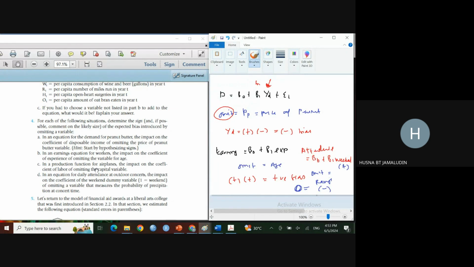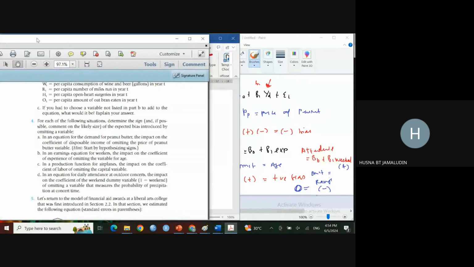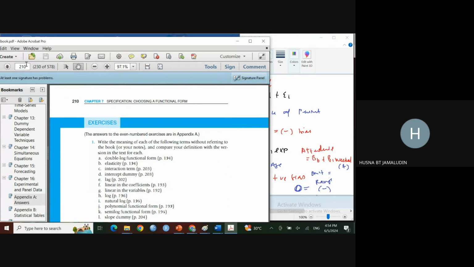I think that comparing question 4 and 2, question 4 needs some explanation. Question 2 you can just read by yourself. Let me just go to chapter 7. Let me see between these two questions. Page 210 or page 211? Let me see what happened. Page 210, question number 2, right?